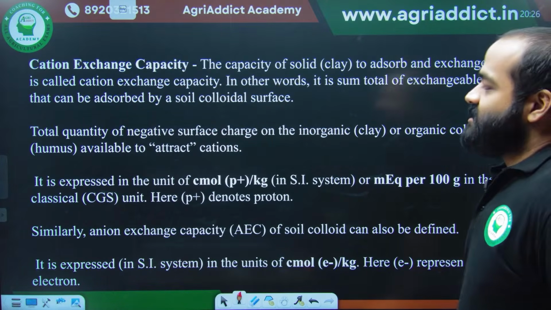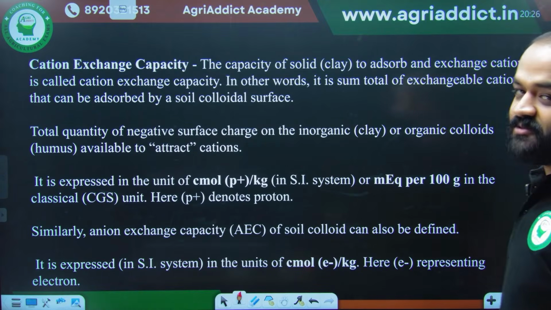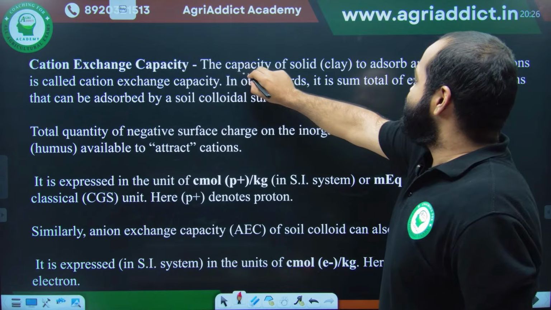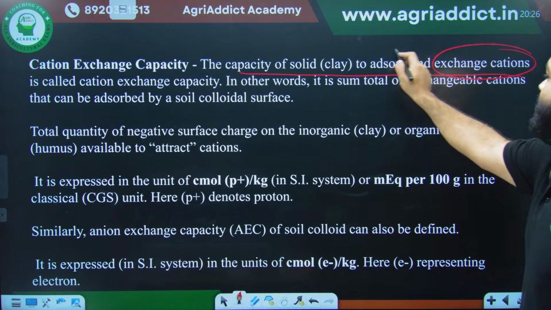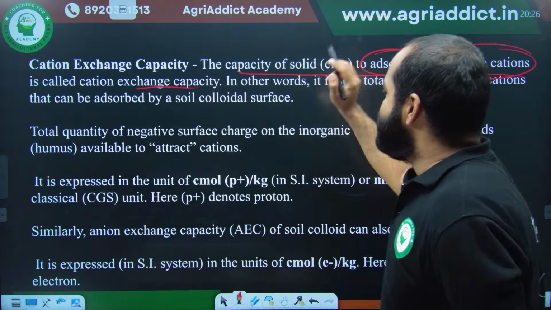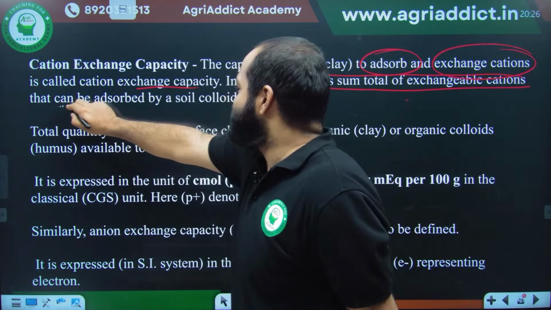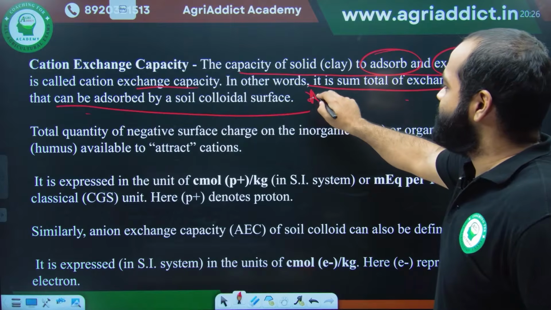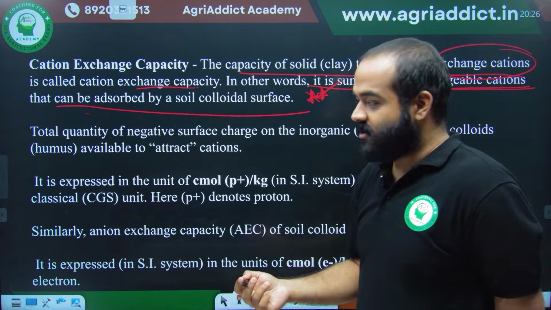So cation exchange capacity, what is cation exchange capacity? This is the basic for every student out there. It is the capacity of solid to adsorb and exchange, all right, adsorb and exchange cations. It is called cation exchange capacity. In other words, it is the sum total of exchangeable cations that can be adsorbed by a soil colloidal surface.